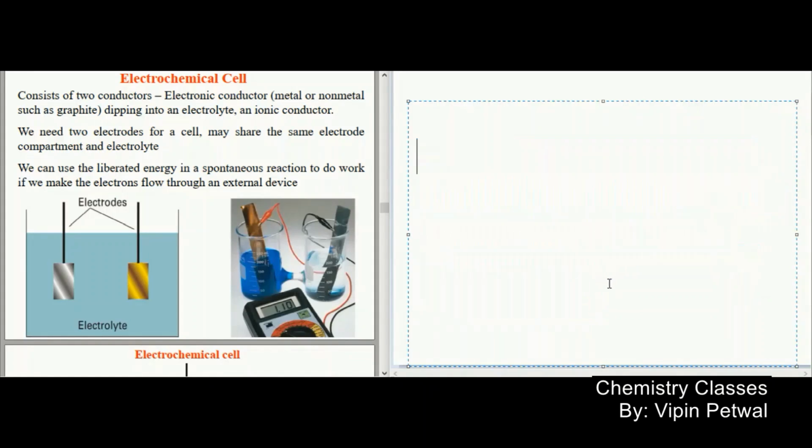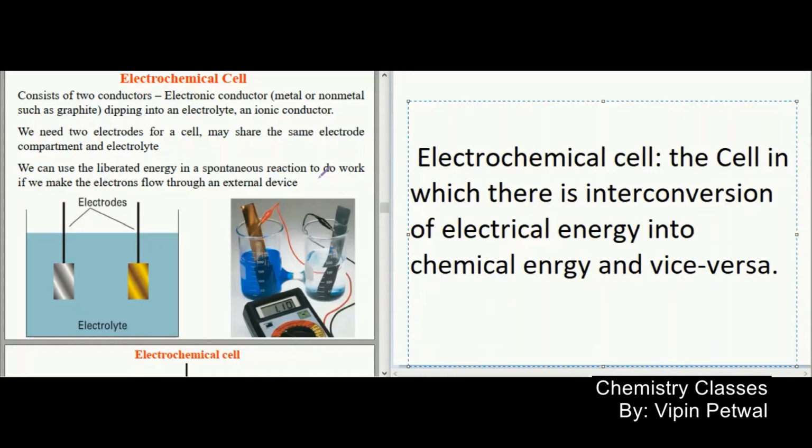Now in this chapter we will study electrochemical cells. Okay, so what are electrochemical cells? Electrochemical cells are the cells in which we can see the conversion of electrical energy into chemical energy and chemical energy into electrical energy. Means these are the cells in which there is interconversion between electrical energy and chemical energy. So this is the simple definition of this.